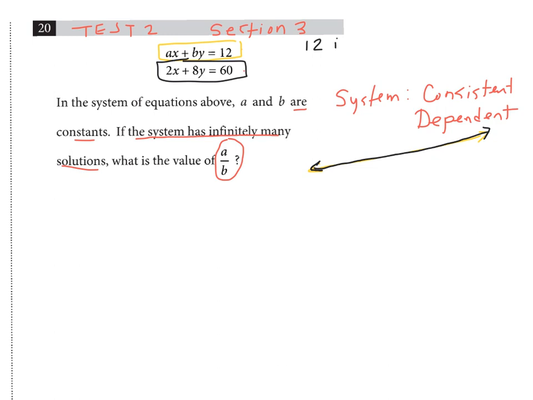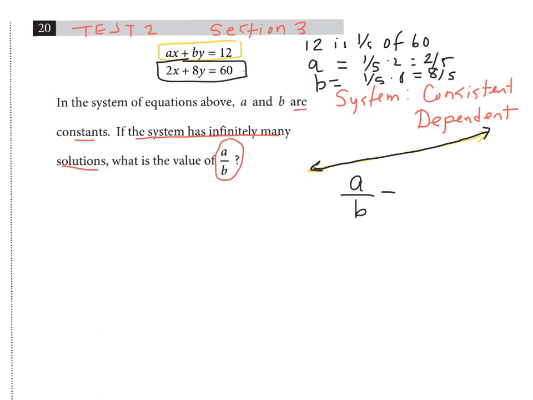12 is 1/5 of 60. So that means that A is 1/5 of 2. So that would be 2/5. And B is 1/5 of 8. So that would be 8/5. And so the ratio of A to B winds up being, A is 2/5 and B is 8/5.